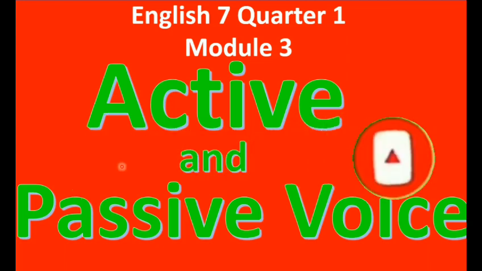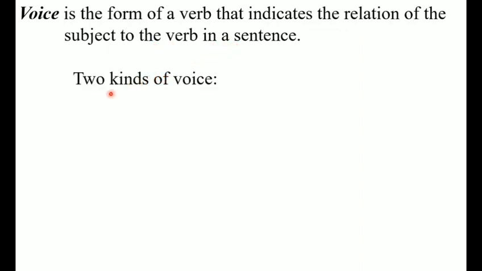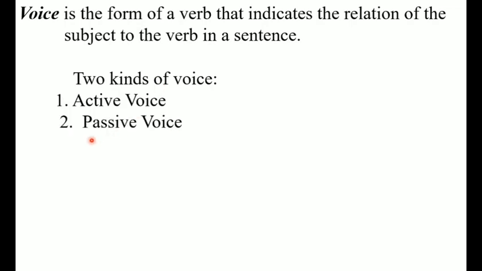Now let us proceed to this lesson. When we say voice, it is the form of a verb that indicates the relation of the subject to the verb in a sentence. And we have two kinds of voice, active voice and passive voice. By the way, again, ito ay para sa mga grade 7 students. And this lesson is also applicable for other year level, grade 8, 9, and 10, and also for college students.